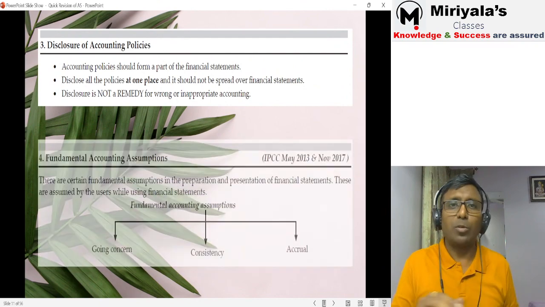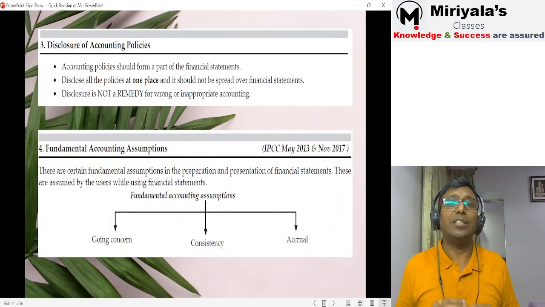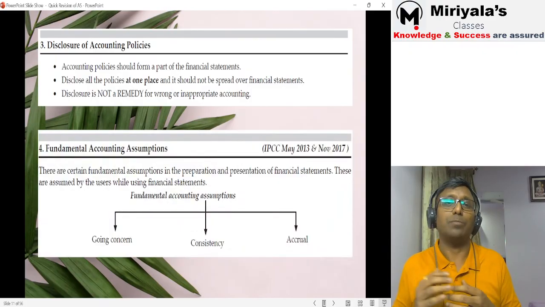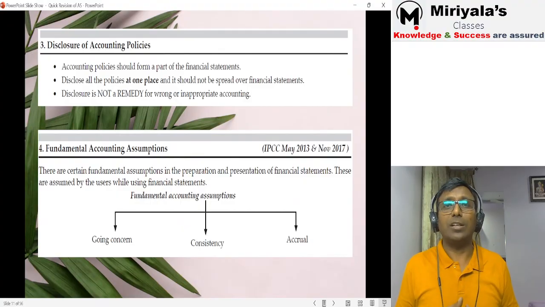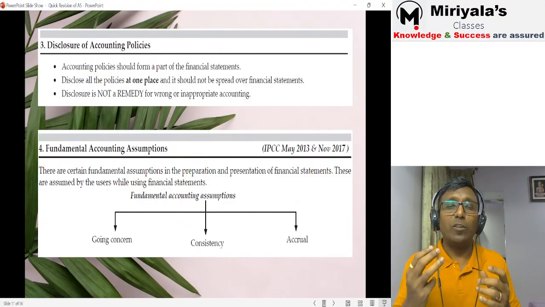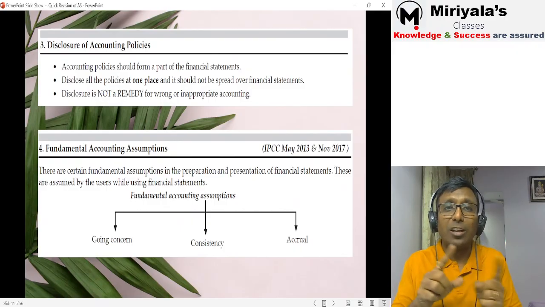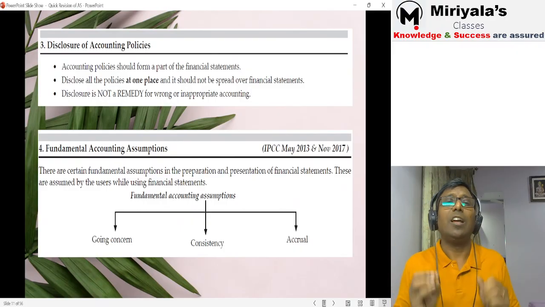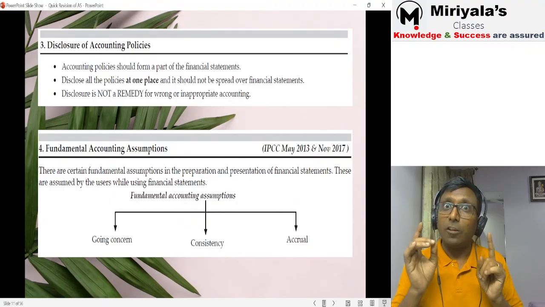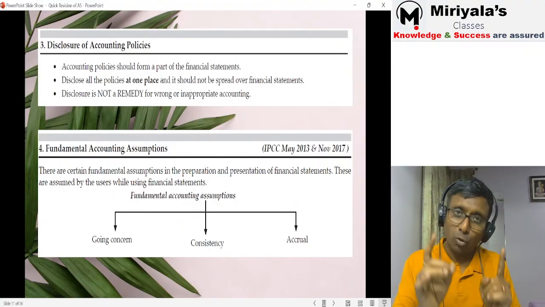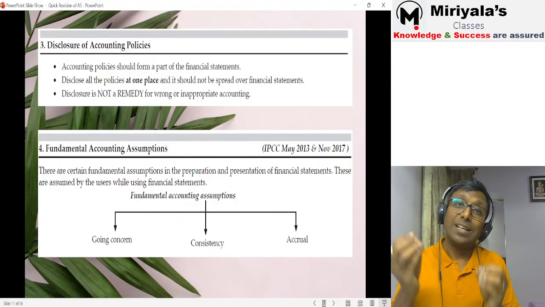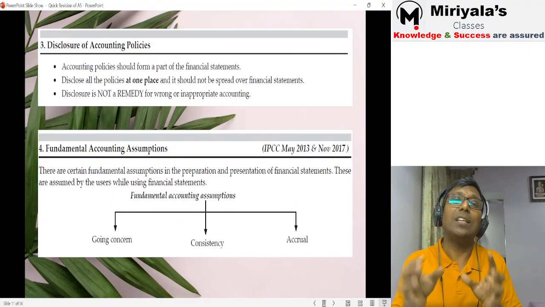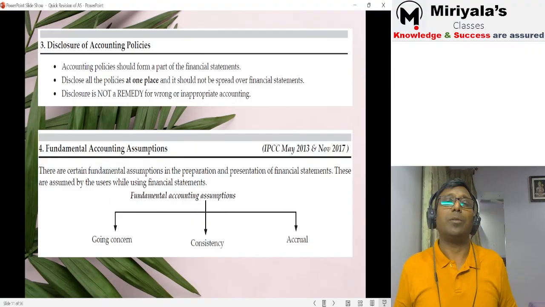And one more important point of this standard is fundamental accounting assumptions. What are the fundamental accounting assumptions? There are three fundamental accounting assumptions. Do you need to disclose them? You do not need to disclose if you are following all the three fundamental accounting assumptions. If you are not following, yes, you have to disclose it and you have to consider the accounting also if it is necessary. What is the first fundamental accounting assumption?